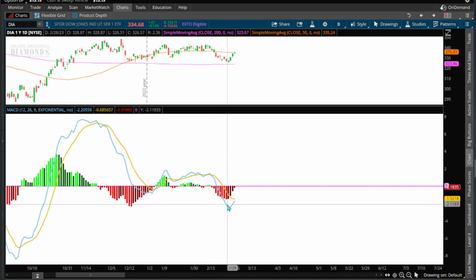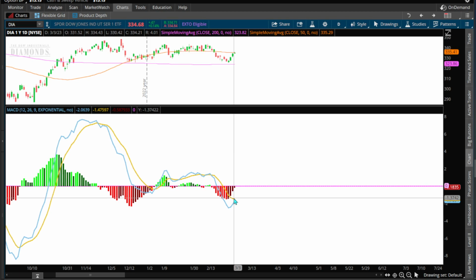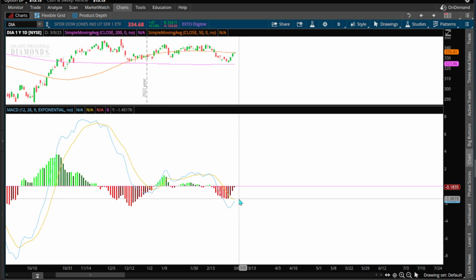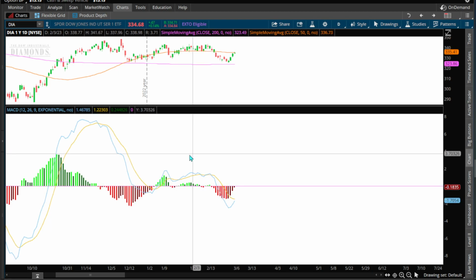So when we have this blue line crossing over the yellow, that is essentially signifying a bullish crossover. When we have the blue crossing underneath the yellow, that is a bearish crossover. So right here, we're about to have a bullish crossover. So let's just point out the last few times where we saw this happen.